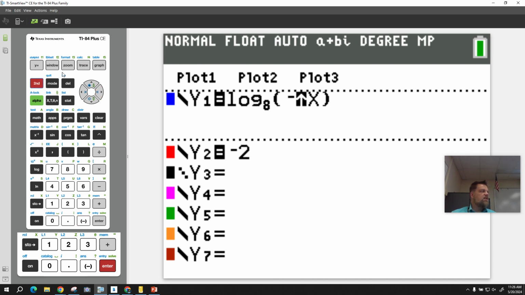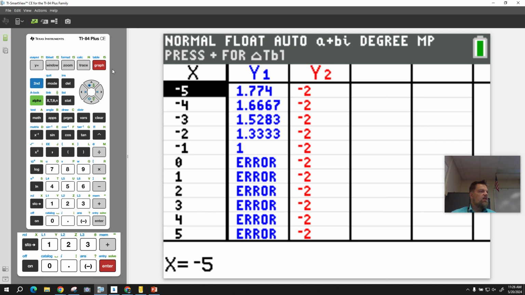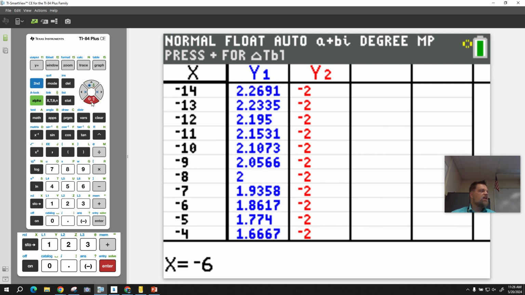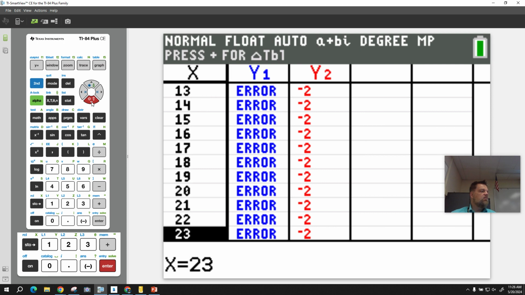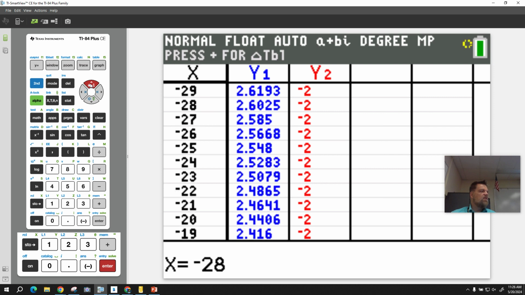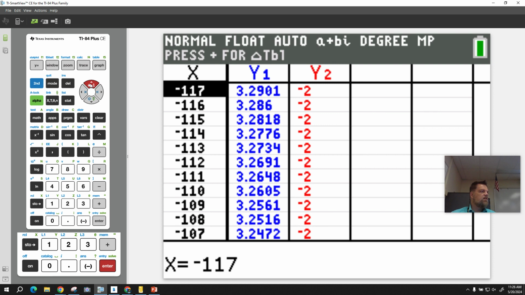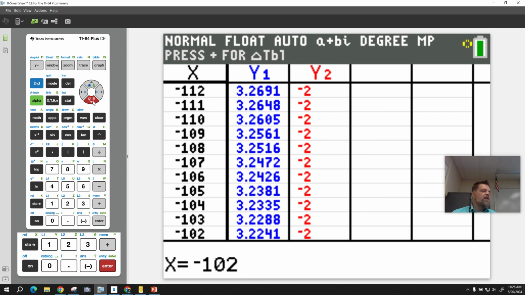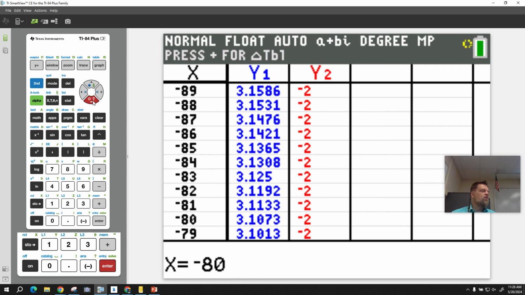All right, so now I'm going to look at the table. What I'm looking for is where they both equal -2. So I go this way. Nope, no negatives. I've got to go this way. Well, there's a lot of errors this way. Let's see what happens when I go this way. Is that getting smaller? No, it's getting bigger and bigger. Well, we've got to look at where they're close.